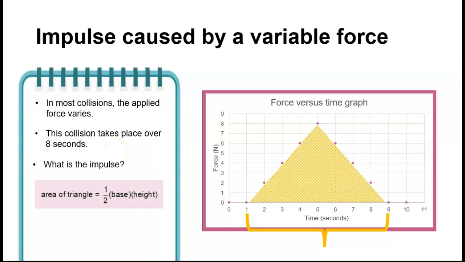Well, the impulse is still the area under the curve, but this time the area makes a triangle. And the area of a triangle is 1/2 the base times the height. So if we calculate the area of the triangle, we'll know the impulse. So we have 1/2, the base is 8, and the height is 8 newtons. And so we get 32 Newton seconds. So the impulse of this collision is 32, and the momentum of this collision is also 32.